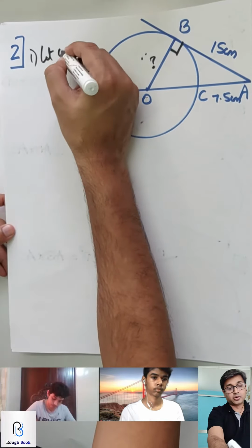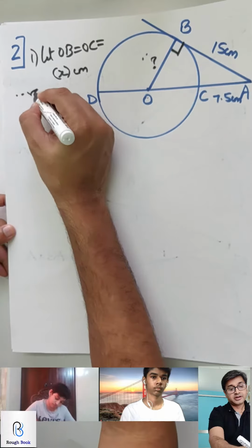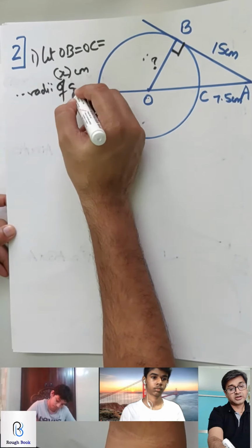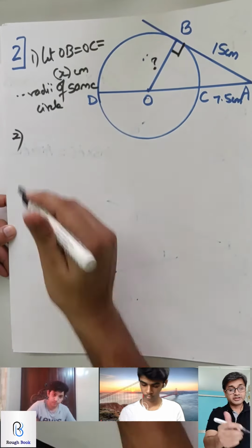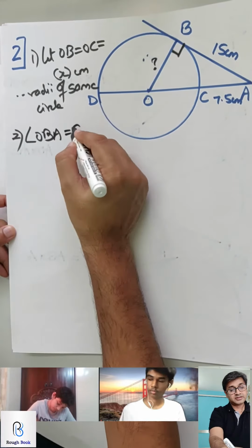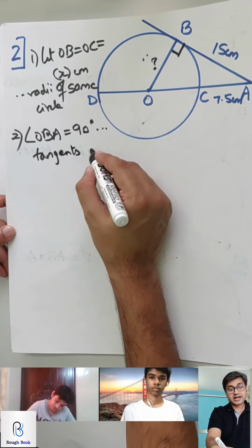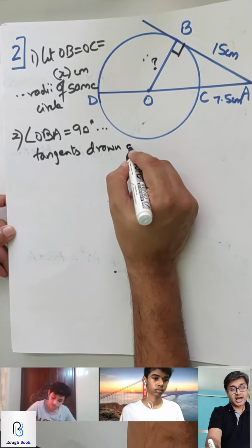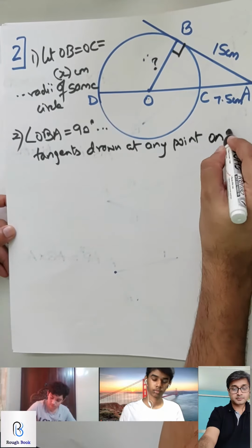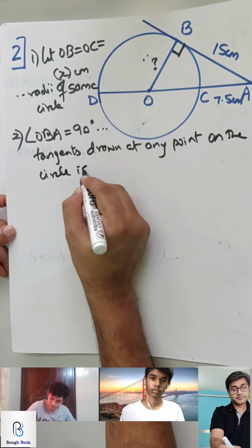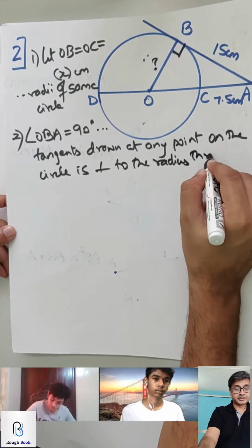Step 1, I will say let OB equal OC equal X centimeter, radii of the same circle. I am expecting you guys also to write it along with me. Step 2. We can say angle OBA is equal to 90 degrees. Reason: tangent. Let's write the whole thing so we learn. Tangents drawn at any point on the circle is perpendicular to the radius through that point.